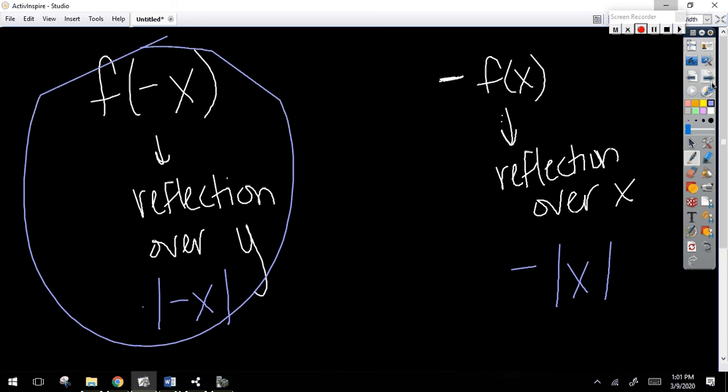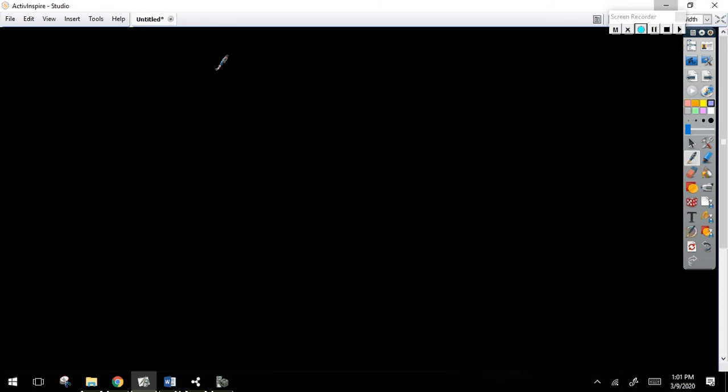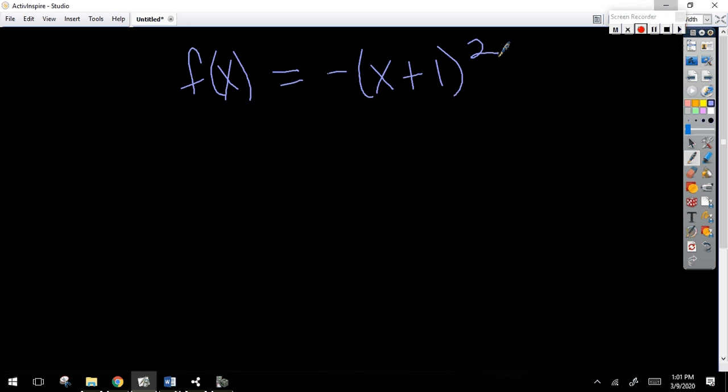Let me show you an example and I'll be done. Take a look. Two things are happening here. From the parent graph, what happened, Alex? Why is it reflect over x and not reflect over y? It's not attached, it's outside. That's exactly right. And it's shifted left one.